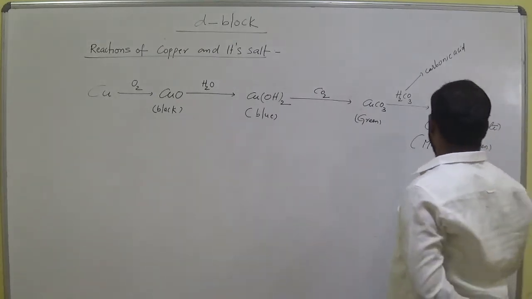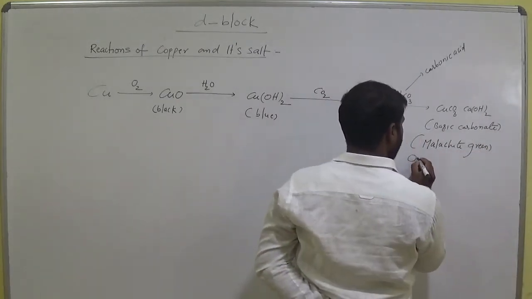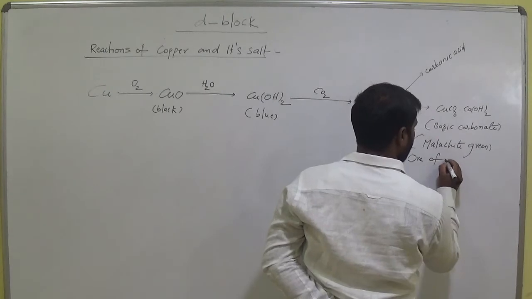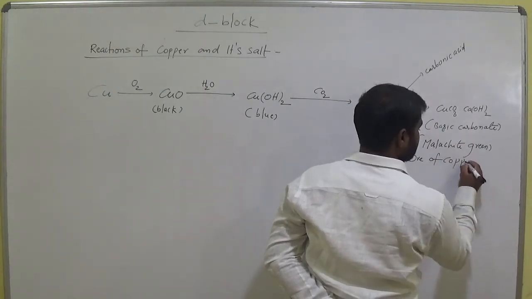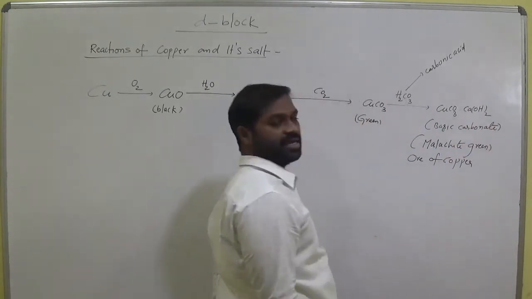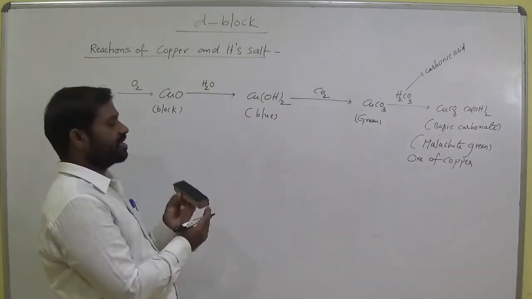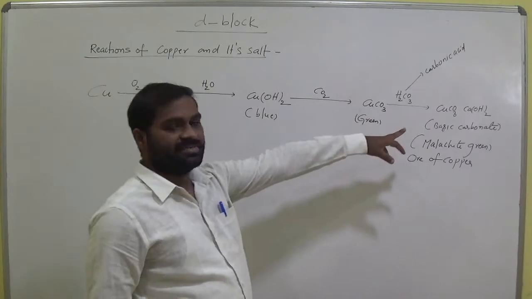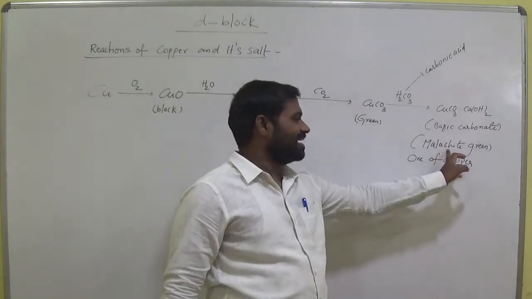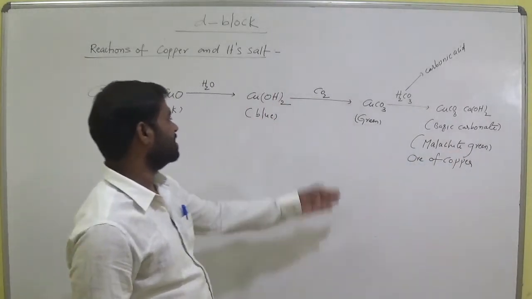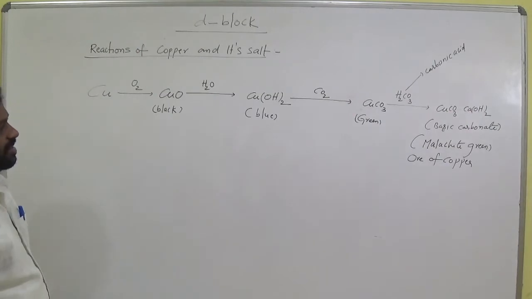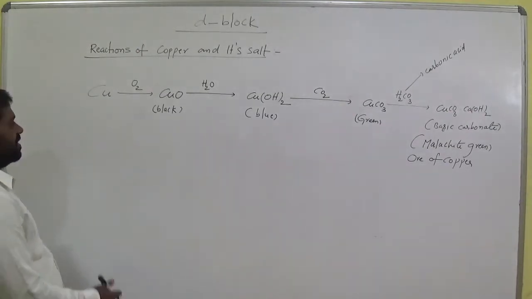So this compound is an ore of copper. That means it is the source of copper. By using that material we can extract the copper. So what is the color of this one? This is malachite green color. These are the colors of copper related compounds. Keep it in our mind.